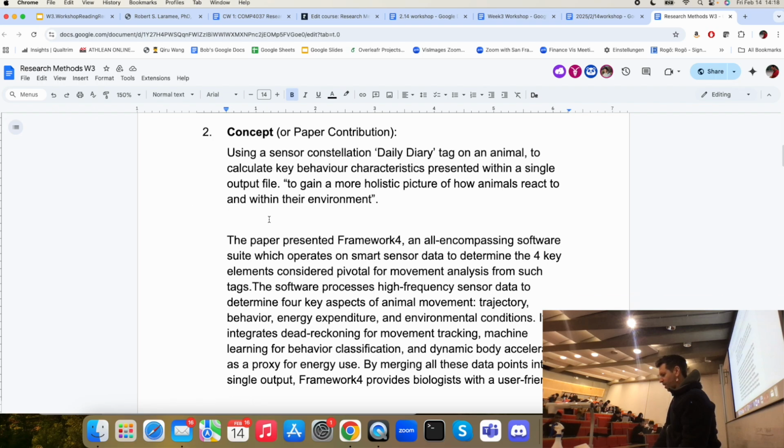Concept. By the way, the concept I can see without reading it, it's already too long. So, using a sensitive constellation daily data to calculate key animal behavior characteristics present on a single output file. So, this is not the best description of the concept, actually. Anybody know why? It's because the concept and the implementation are confused.